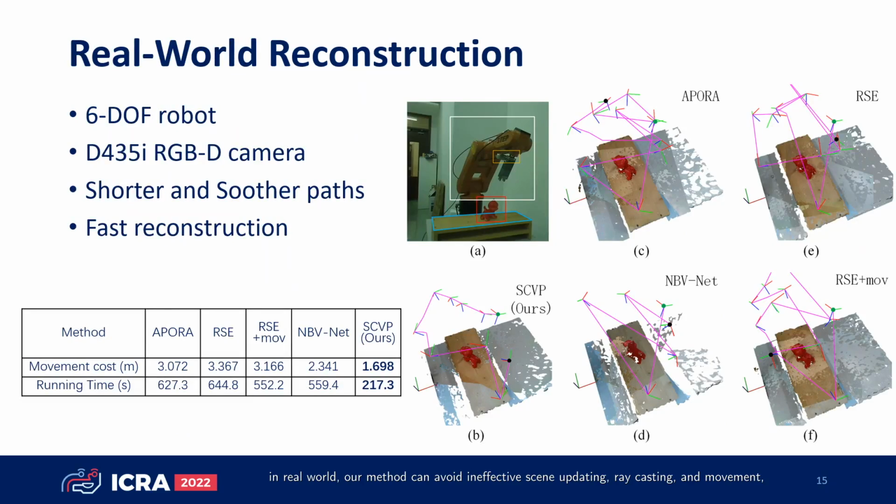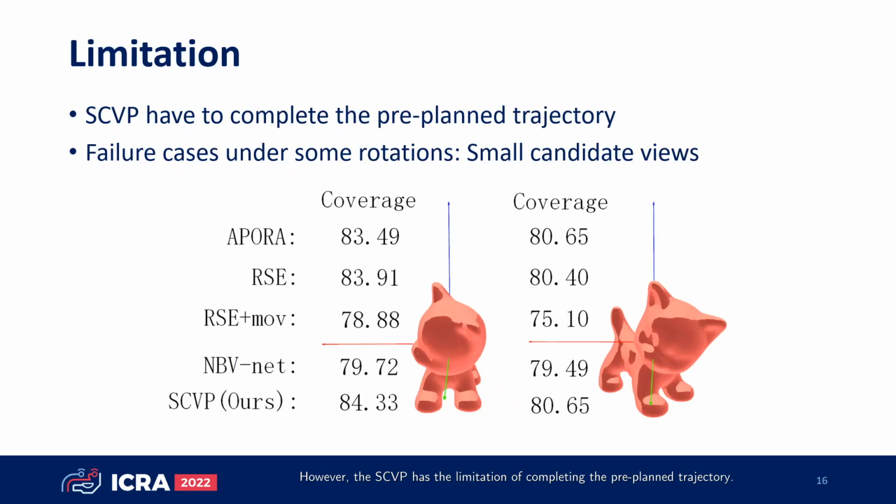In the real world, our method can avoid ineffective scene updating, raycasting, and movement, thereby achieving faster reconstruction of a complex object than other methods. However, the SCVP has the limitation of completing the pre-planned trajectory. Another limitation is that the SCVP reported failure cases under some rotations when the candidate views are small.